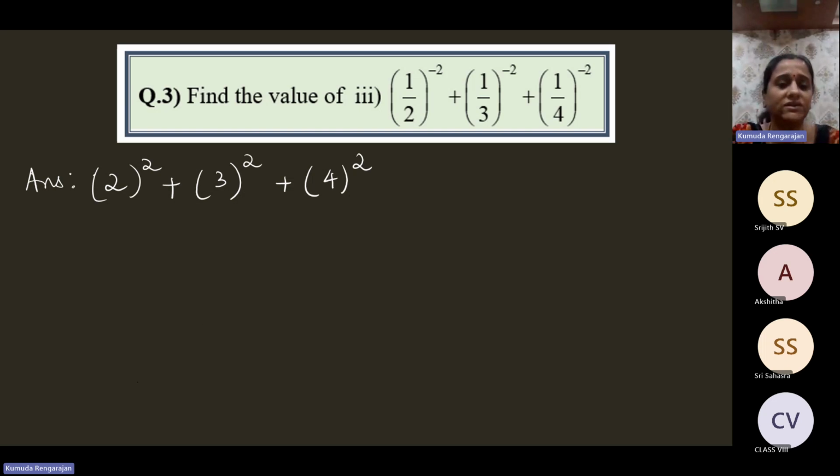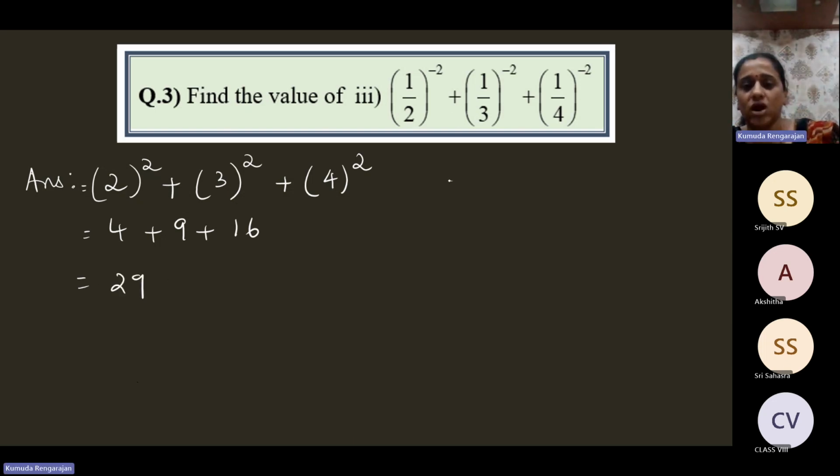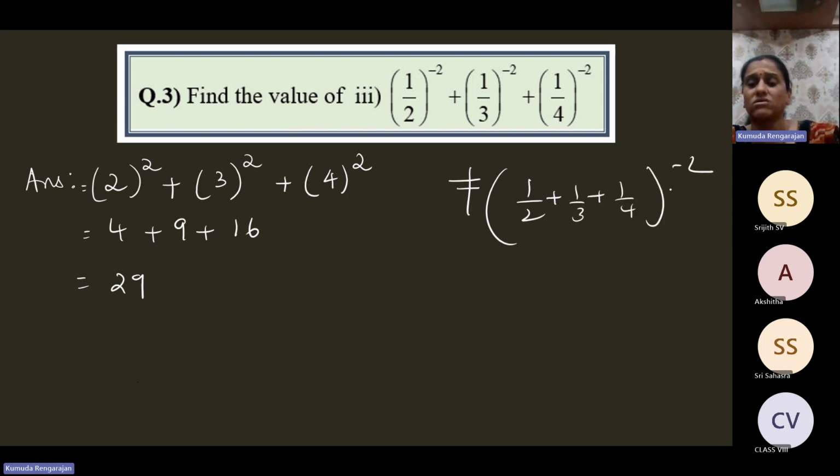So we have written the equivalent of every term. Now 2 squared is 4, 3 squared is 9, 4 squared is 16, 29. This should not be written as 1 by 2 plus 1 by 3 plus 1 by 4, the whole power minus 2. That is wrong. This can be done if it was multiplication everywhere, not addition, subtraction.